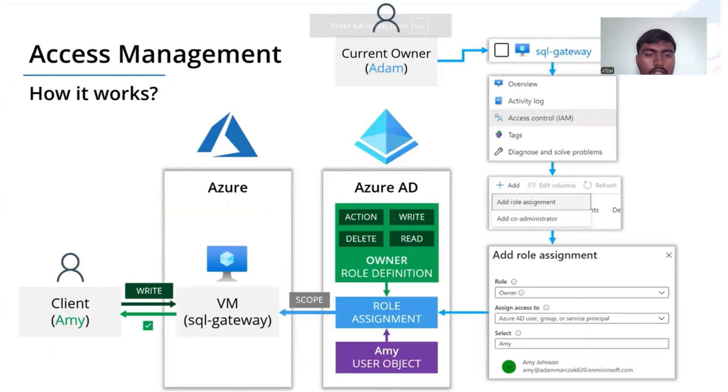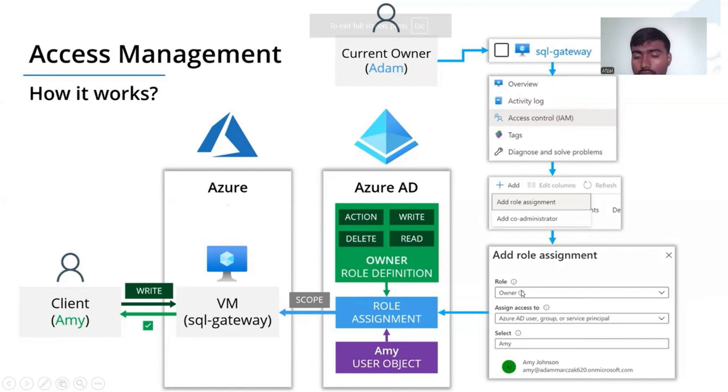Suppose you're a client and your name is Amy, and I want to write something in this SQL virtual machine that was created. So this writing authentication or credential should be given by the current owner. Let's say I am the owner and I have to go to SQL gateway. Let's say my virtual machine name is SQL gateway. I have to go to access control in it, and then I have to assign roles to the person, and I have to add a role. Let's say owner, member, user.